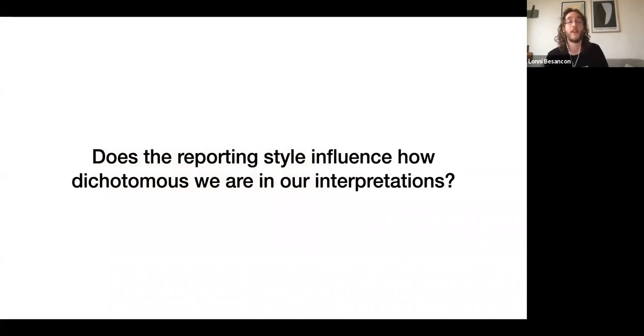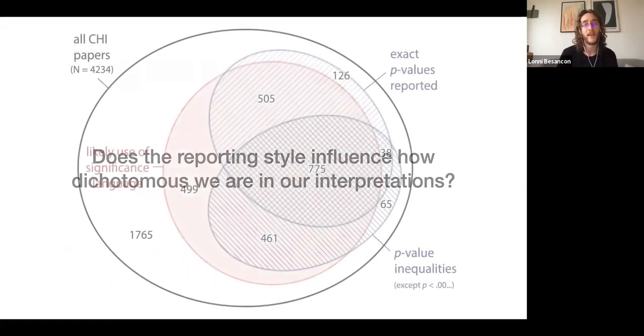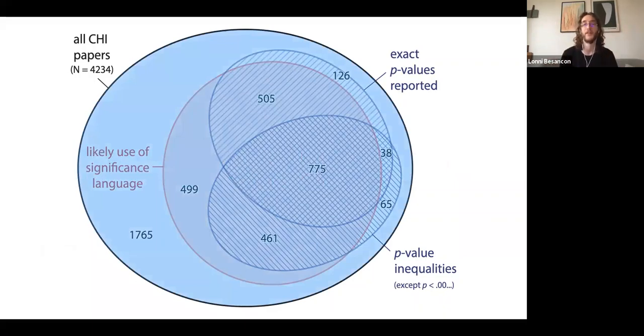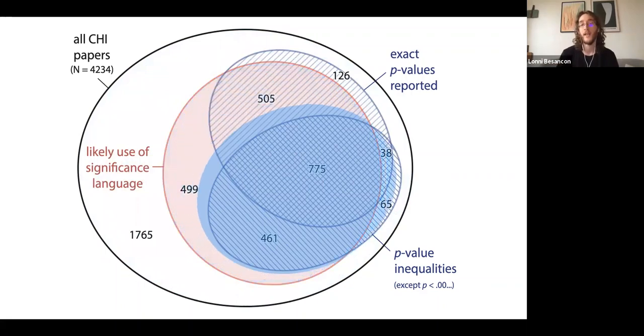But the question was: can the reporting style we use actually influence how binary we are when we interpret results? You see here a diagram of all papers at this conference. The big circle is that. Here are all the papers that likely contain significance language, here all the papers with p-value inequalities, and here all the papers with exact p-values. All of these are the papers reporting p-values. And this group of papers here is papers reporting a little bit above. We see that most of the papers with p-values actually use some form of significance language that we derived from the trigrams.